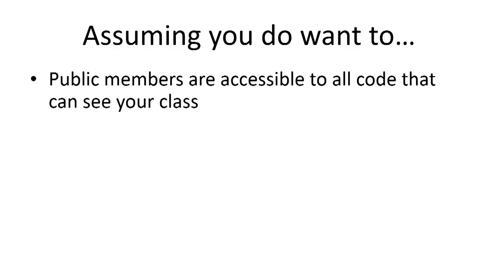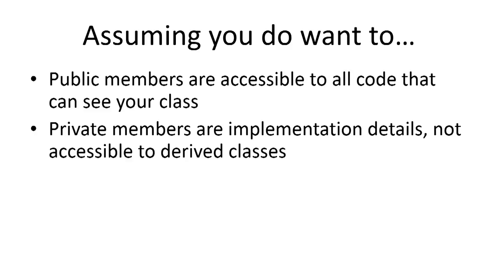Well, you know that public members are already accessible to all of the code that can see your class. You know that private members are implementation details. They are not accessible to derived classes. That is actually, in a way, a tiny lie. There are a couple of ways in which private members can become accessible to derived classes. We are not going to talk about them in this course. They are quite unusual.